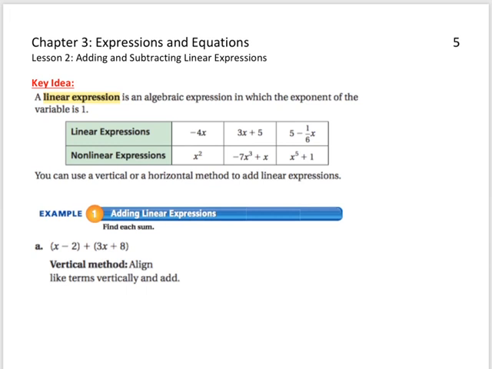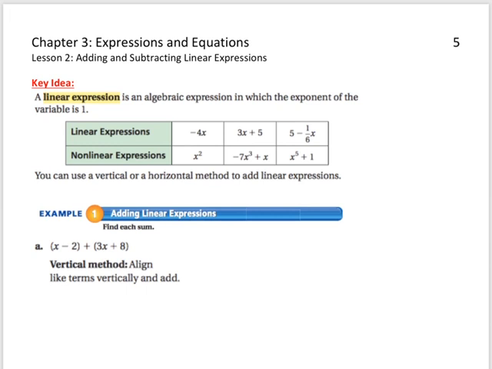So last week we were talking all about simplifying expressions and being able to first identify what an expression is and then be able to identify like terms and how we can combine those and how we can simplify our expressions. And today we're just going to delve a little bit deeper into expressions and talk about linear expressions and how we can add and subtract those. So first, what is a linear expression?